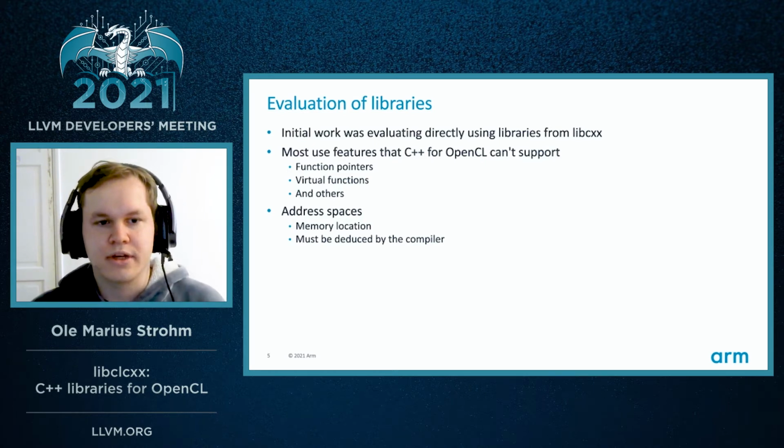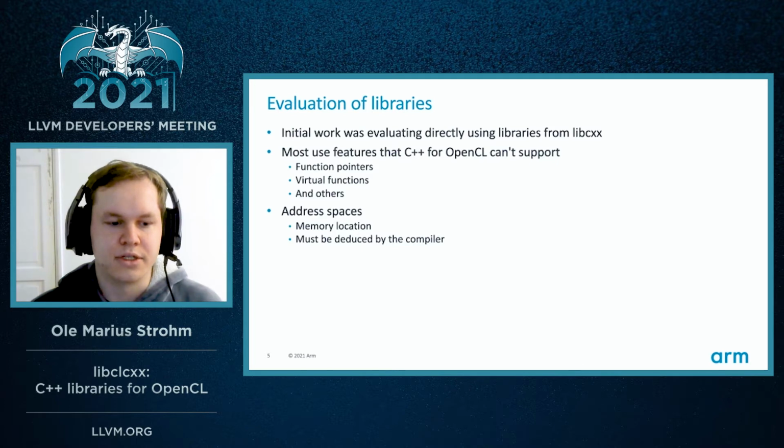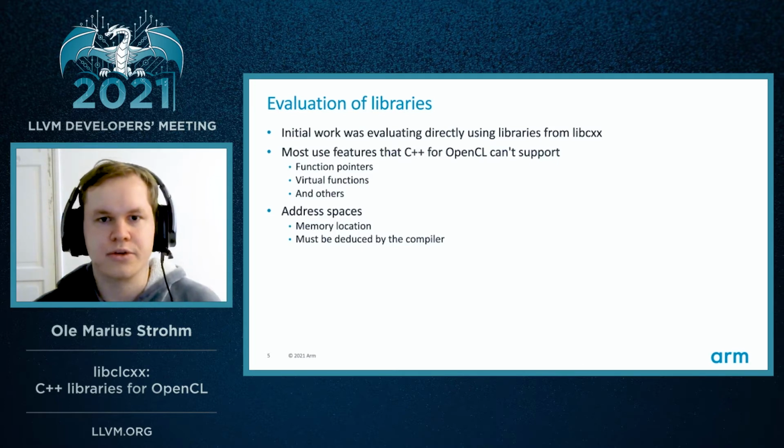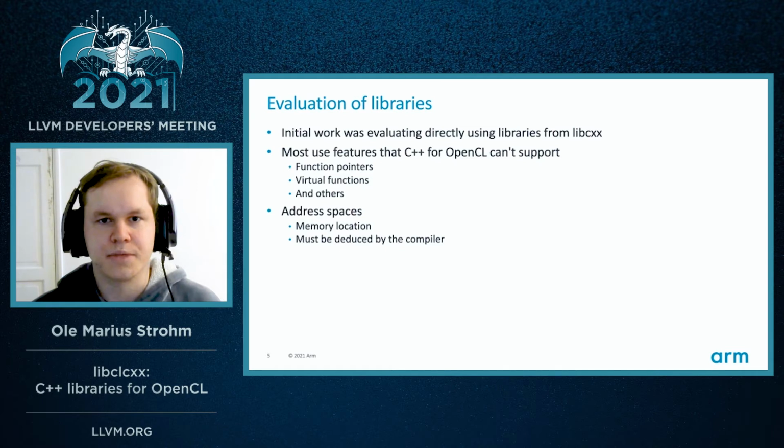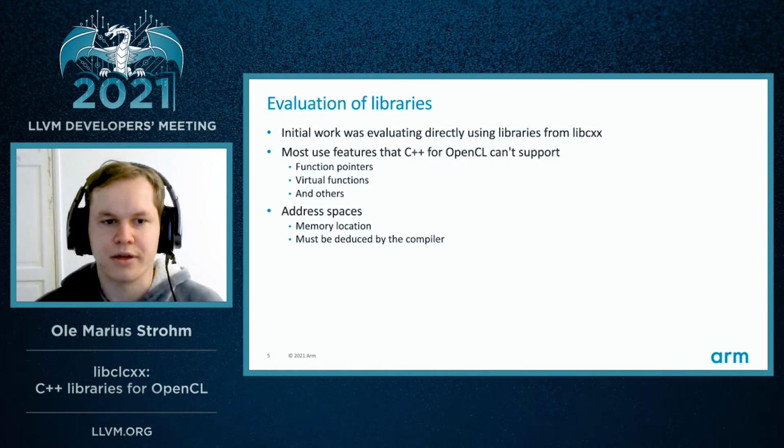C++ for OpenCL also has address spaces, which define where memory is stored, either close to the current working unit or globally. And since libcxx is written in C++ without address spaces, these will all have to be deduced by the compiler.